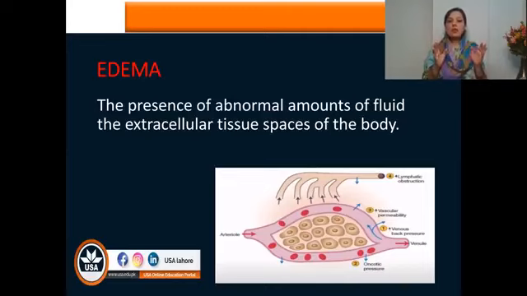Edema is the presence of an abnormal amount of fluid in the extracellular tissue spaces of the body. Normally there is some fluid accumulation, but if it is within limits and it is going to drain, we will not say it is edema. But if there is abnormal accumulation of fluid, which may be for different reasons that I am going to tell you, in the extracellular spaces of the body parts, then we will say this is edema.